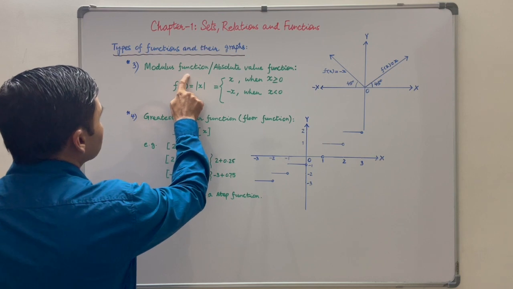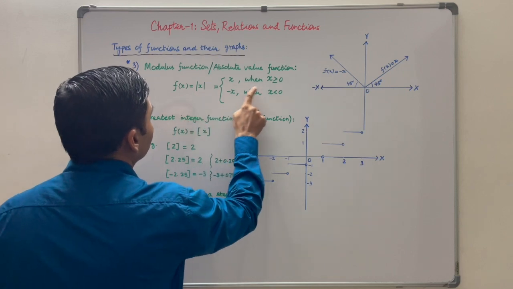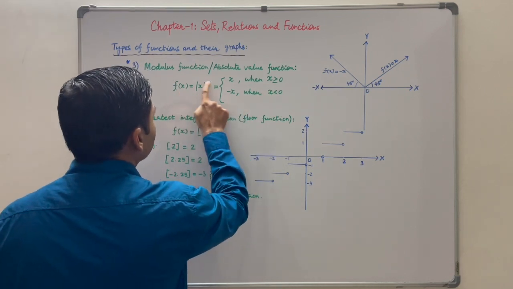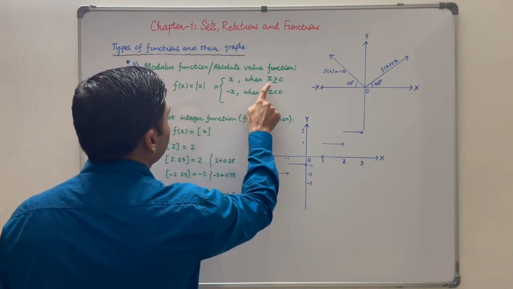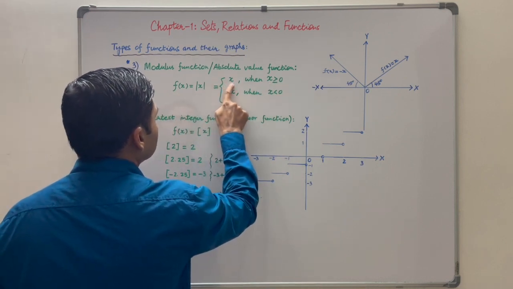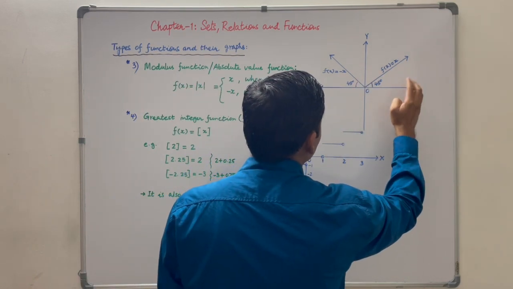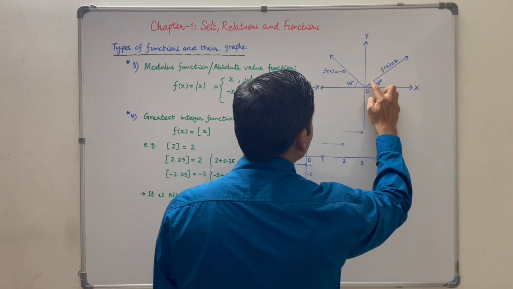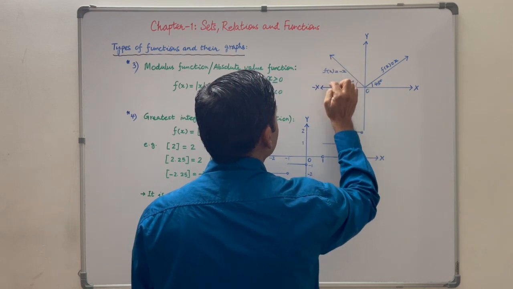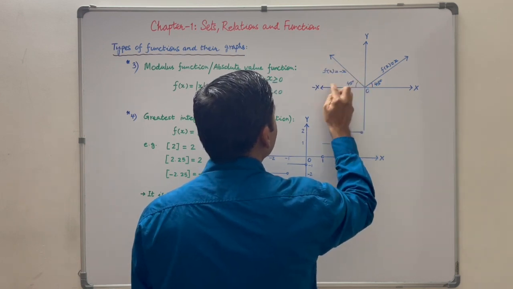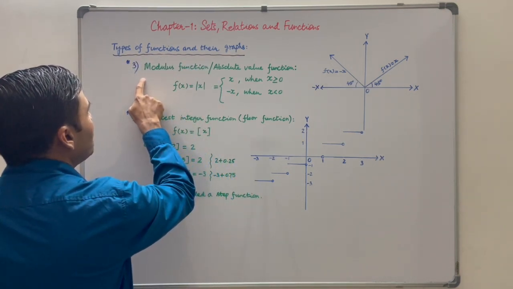Third function, modulus function or absolute value function. It is given by f(x) equal to mod x. For x greater than or equal to 0, f(x) equal to x. And for x less than 0, f(x) equal to minus x. Its graph is given by two rays. When x is greater than or equal to 0, f(x) equal to x, making an angle 45 degree with the positive x-axis. And when x is less than 0, f(x) equal to minus x, making an angle 45 degree with the negative x-axis. We will come back to this function in the next video. We will talk more about it.